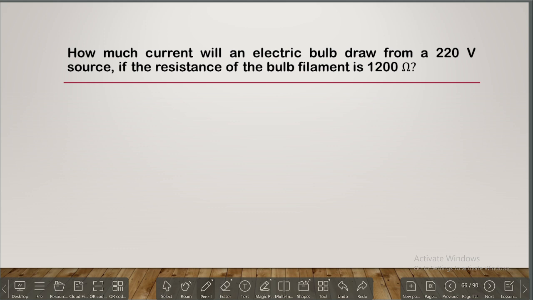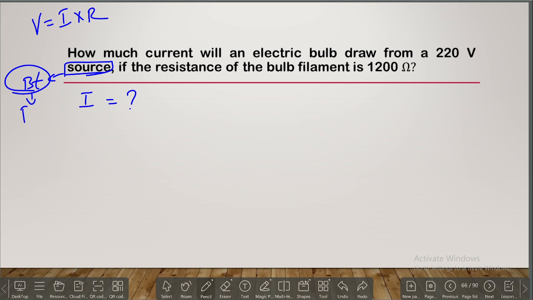Next, we will see some numericals related to Ohm's law. Before that, what is the Ohm's law formula? V is equal to I into R. Now read the question. How much current will an electric bulb draw? That means we are going to find the I value, if it draws from a 220 volt source. Source is nothing but the battery. This battery helps to maintain the potential difference. That means the V value is given. What is the value of V? It is 220 volt.